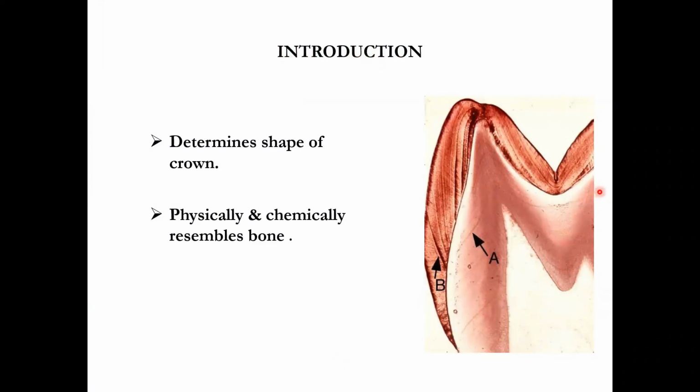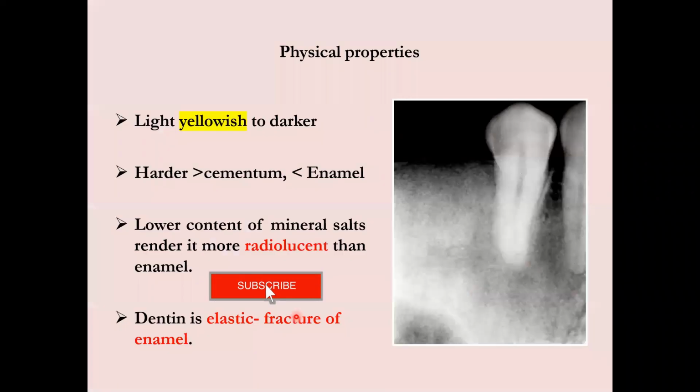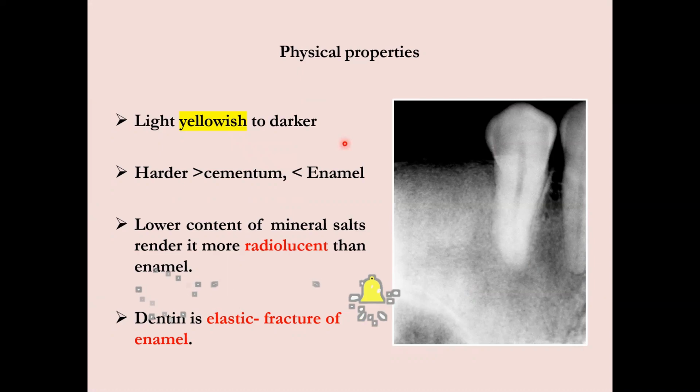Dentin determines the shape of the crown to most extent, and it physically and chemically has a close resemblance to the bone. The color varies from light yellow to darker yellow, especially in older people, it is darker in color. It is harder than cementum, but it is softer than enamel, and this is because of the difference in the mineralized component. And because it has a lower content of minerals compared to the enamel, it appears more radiolucent than enamel. And dentin is very elastic in nature, the reason why it bears up all the masticatory load and prevents the fracture of the enamel.